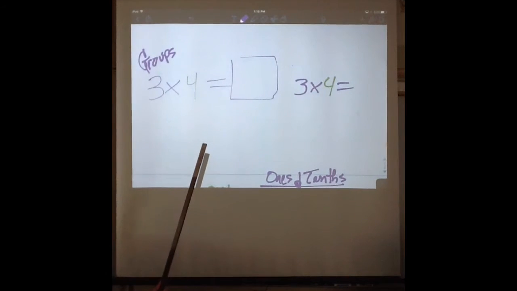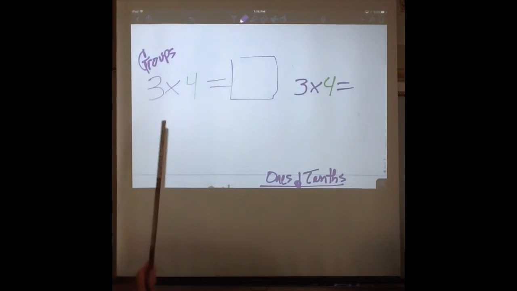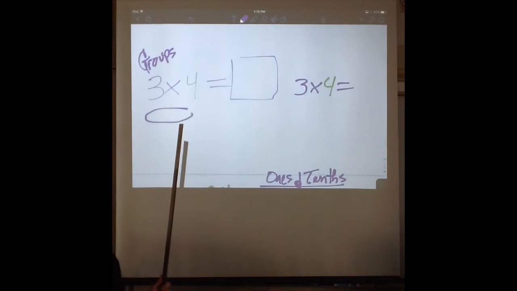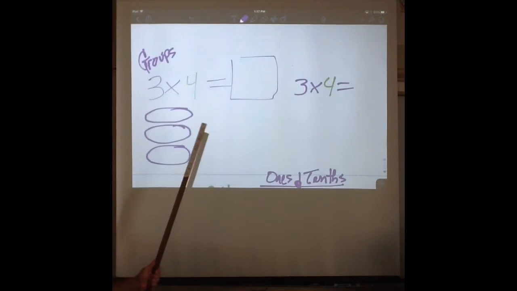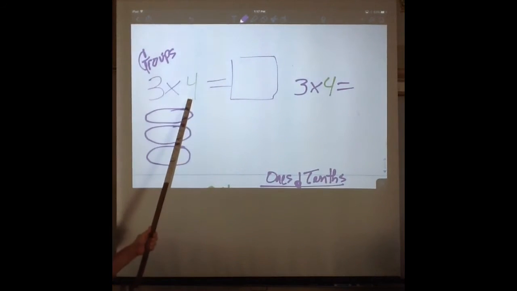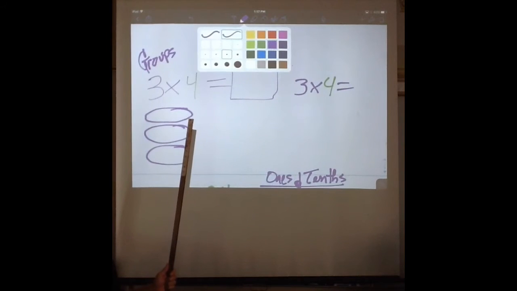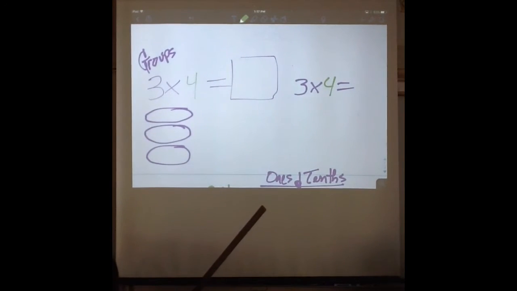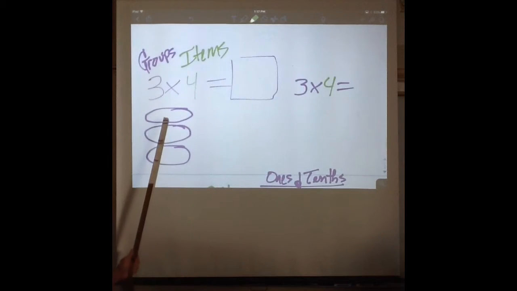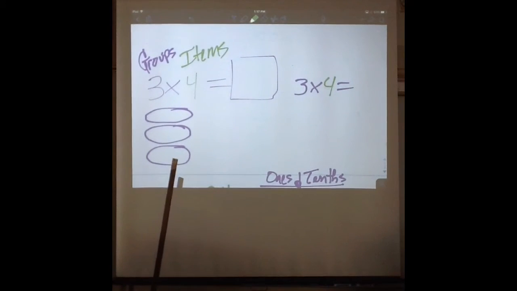Okay, so the 3 means groups, right? So I could go ahead and make 3 groups. I'll just put the big circles because that will be our groups. Now what does the 4 mean? Items, right. Now that means I have 4 items in the 3 groups, right? So now I'm going to put 4 items in each of these groups.